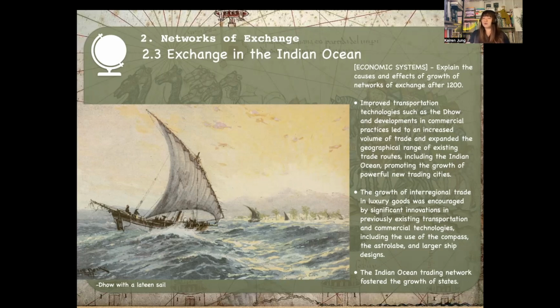The growth of interregional trade in luxury goods was encouraged by significant innovations in previously existing transportation and commercial technologies, including the use of the compass, the astrolabe, and larger ship designs. The Indian Ocean Trading Network fostered the growth of states in different regions.